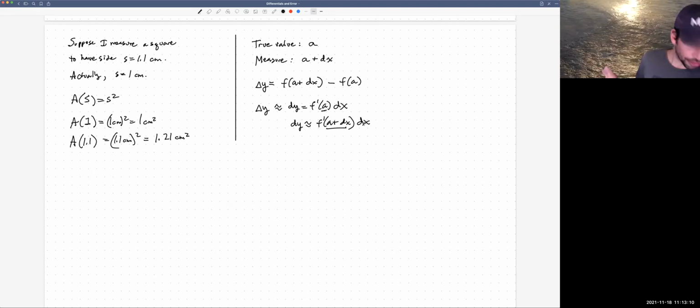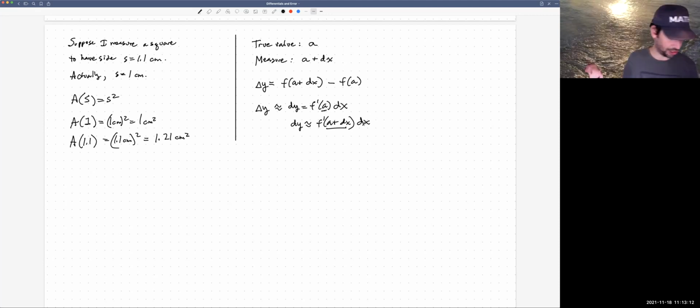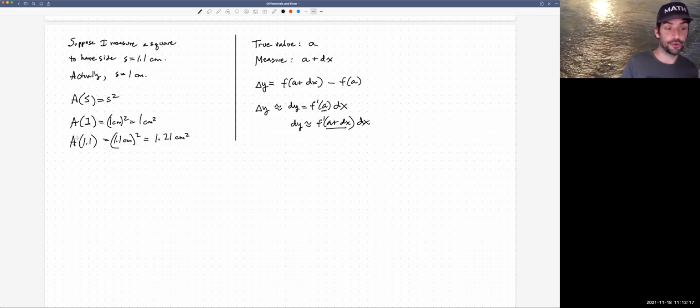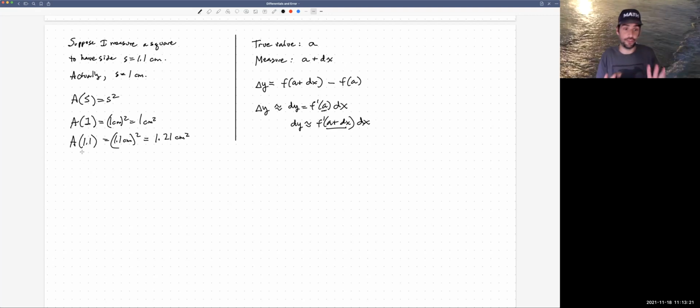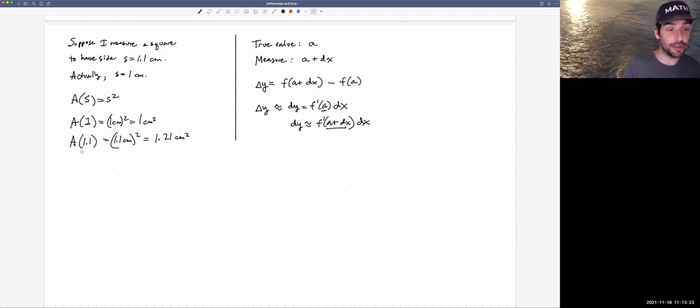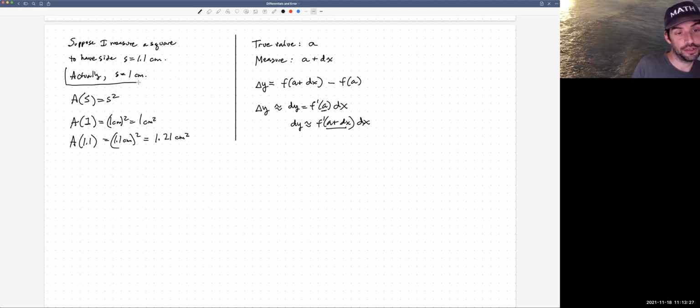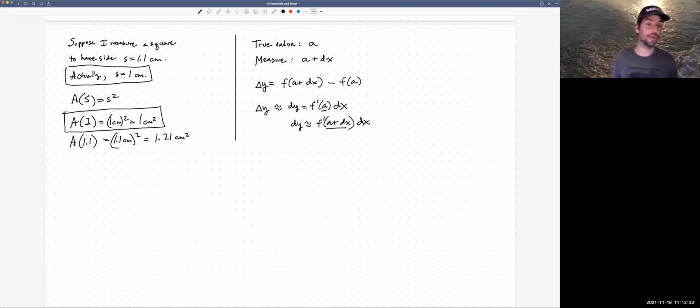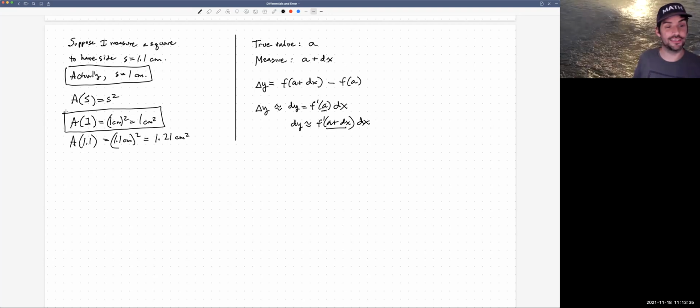Okay, so there's a lot of notation here. Let's see this in practice. So for this, we know in this square example exactly what the area is, but I'm going to pretend for a second that I don't know this. Right? I'm going to pretend I don't know this. I don't know what the actual side is, and I don't know what it is.